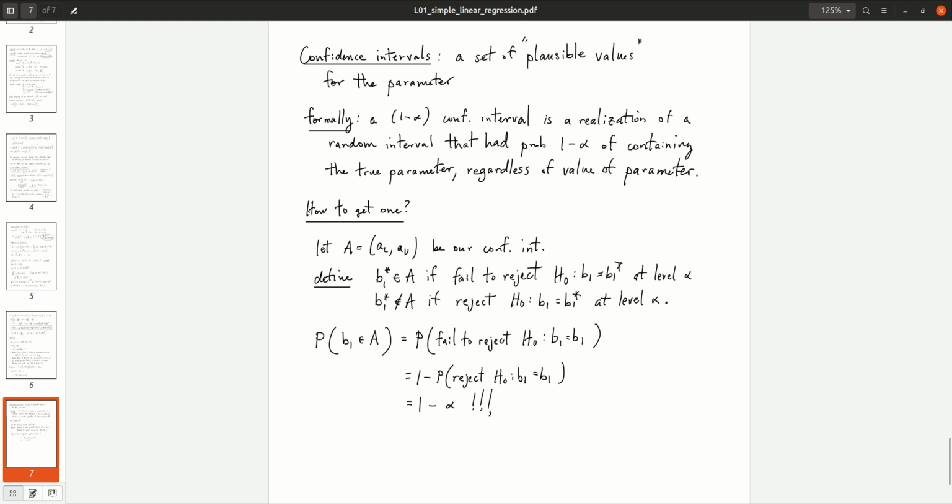And this is sort of a simple explanation of what's called the duality between hypothesis test and confidence interval. If you give me a hypothesis test, I can use it to construct a confidence interval, and vice versa. If you give me a confidence interval, there's a corresponding hypothesis test that can be used to generate that interval.